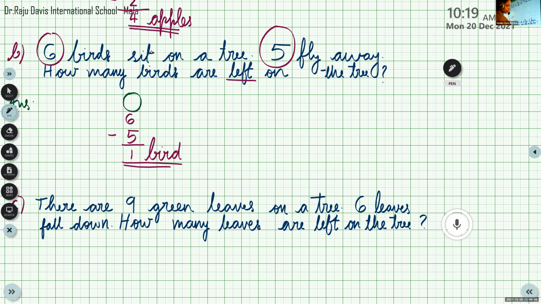Ma'am, please show B question. Show B question. B question is already on the board. Arshika, please read the question.